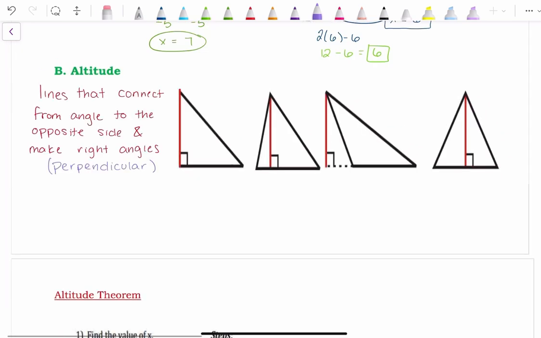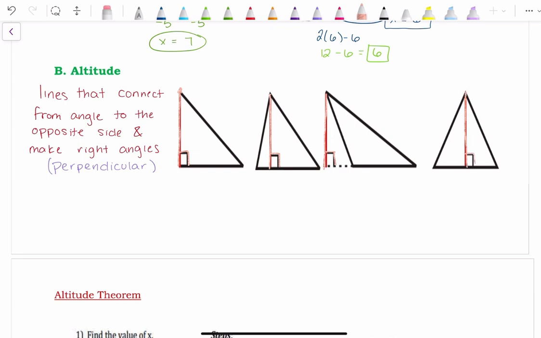Okay, so we can see all of the examples of altitudes that we have. We have this one, you can see it goes straight up and down and makes a right angle. We have this one, makes a right angle. This one makes a right angle, but this time on the outside of the triangle. And this one makes a right angle.